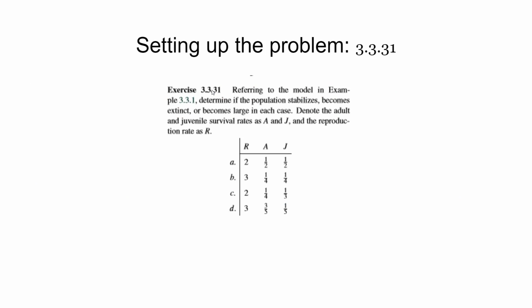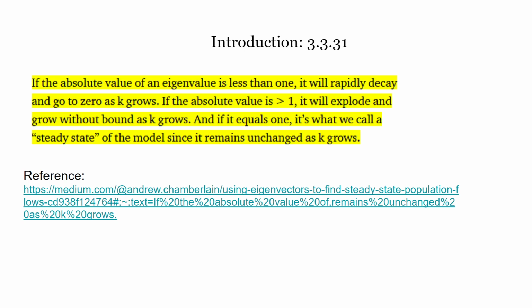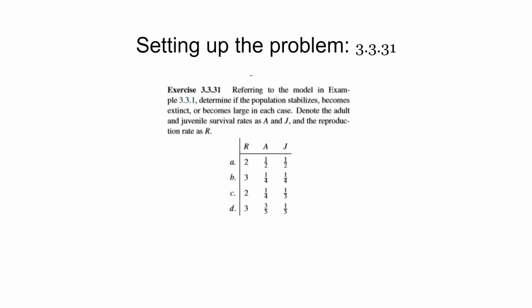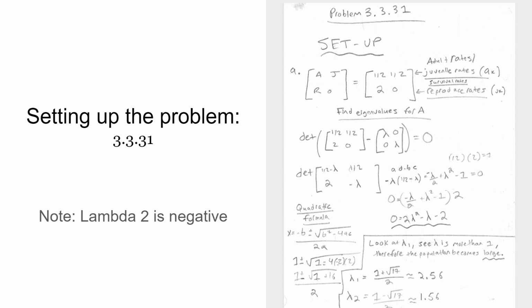So if we go here, we have 4 such examples. And it's asking you if the population is stabilized, extinct, or large. So what you need to do here is find the eigenvalue, and interpret the eigenvalue using this sort of definition here. I sort of set the first one up, and then for the last 3, it's a little less set up.